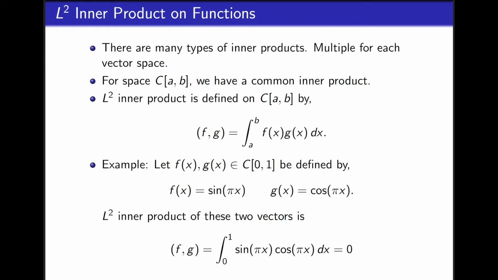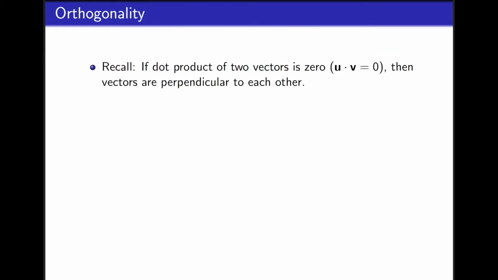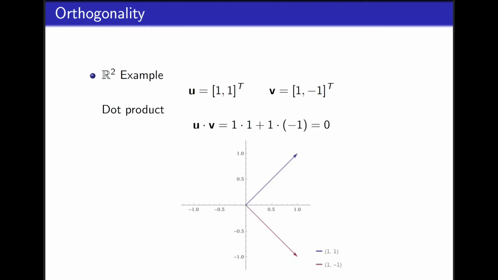This is actually quite interesting and relates to an idea that we learned about in linear algebra, which is orthogonality. Recall that if the dot product of two vectors in R2 or R3 is 0, then those vectors are going to be perpendicular to each other. Here we have an example of two vectors in R2. They are obviously perpendicular to each other, and when we compute their dot product, we get 0.